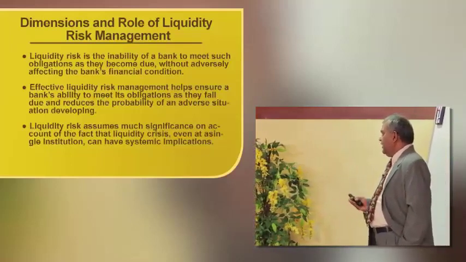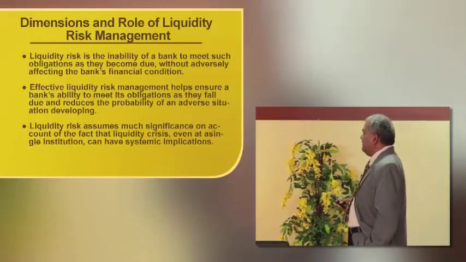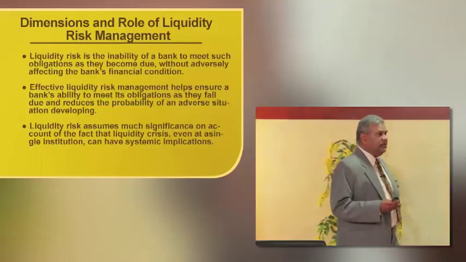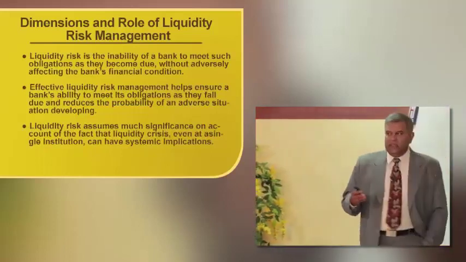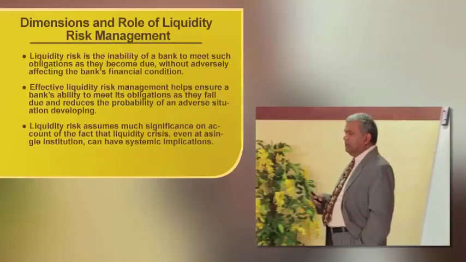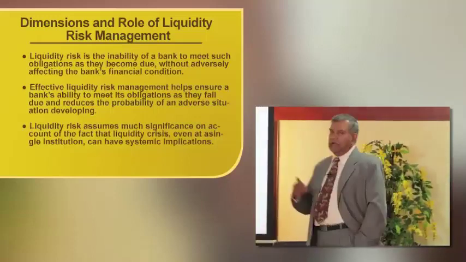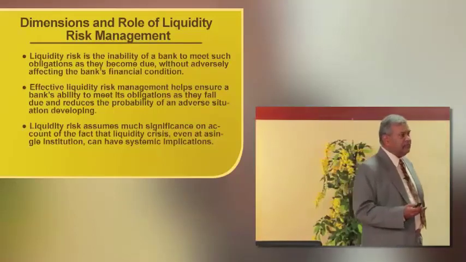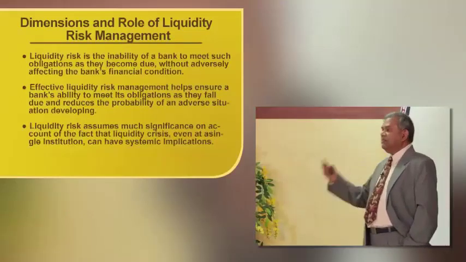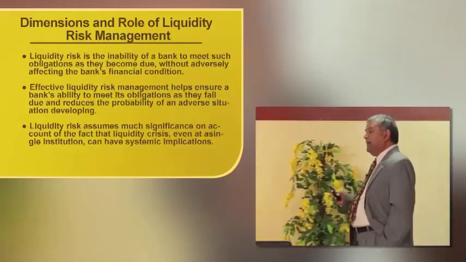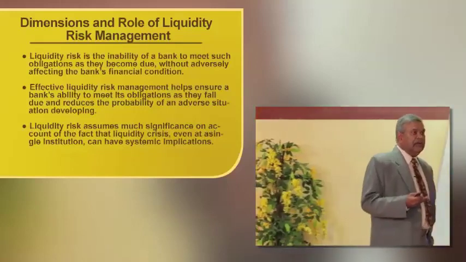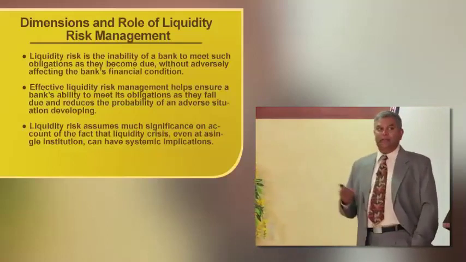Liquidity risk assumes much significance on account of the fact that a liquidity crisis, even at a single institution, can have systemic implications. It means we have already seen that as this liberalization process is going on, all markets are interconnected and all the banks and financial institutions work in this market only. So when one bank fails, the failure is passed on to the other and affects the functioning of the other bank. So one bank's failure may lead to failure of successive banks or a cluster of banks in the system. That's why it's called a systemic risk. It has got a ripple effect.